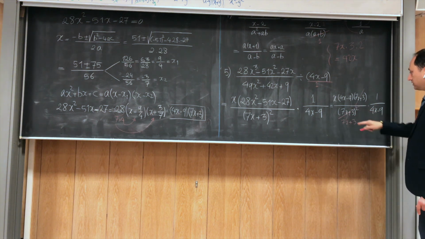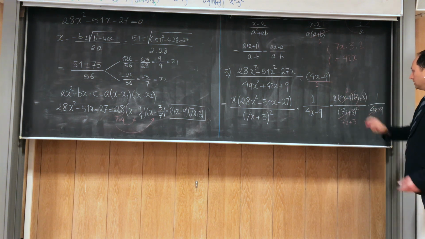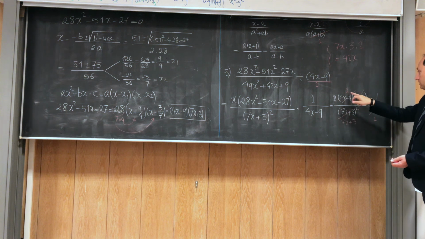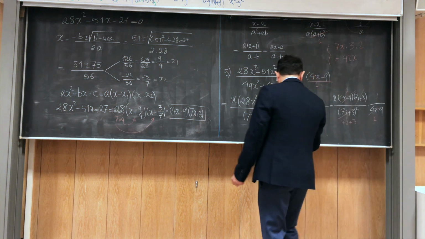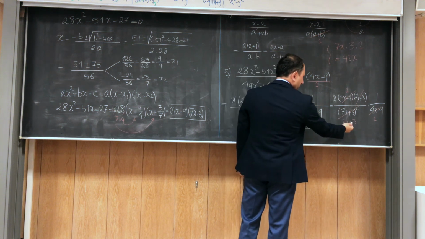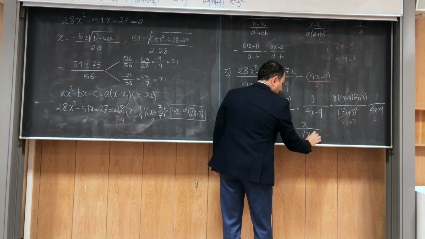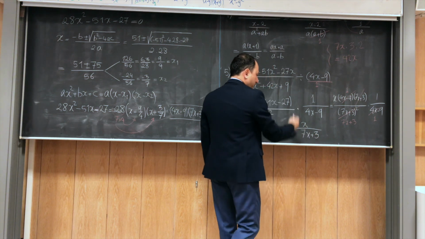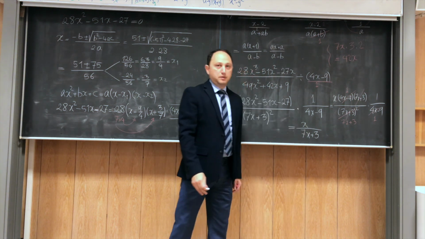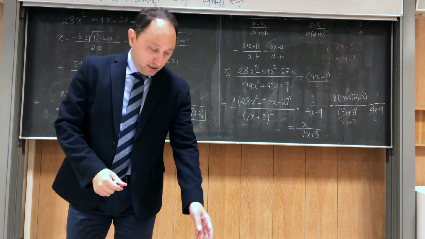Here I have two factors of this, but one of them is gone, one of them is left, and this one is gone with this one. So x times 1 times 1 times 1 is x. And then 7x plus 3 is left times 1 is 7x plus 3. And I'm not allowed to simplify these x's because x in the denominator is not a factor. Okay.